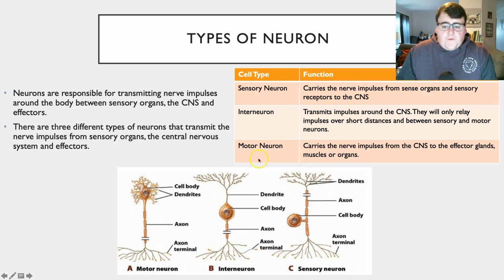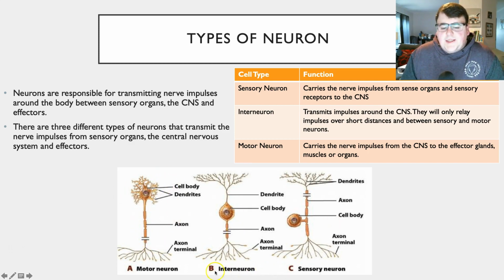The sensory neuron's whole purpose is to carry nerve impulses from the sense organs and sensory receptors to the central nervous system. Our interneuron is going to transmit impulses around the central nervous system. It can only relay them over short distances, or between sensory and motor neurons when you're looking at a reflex arc. We'll talk about that afterwards. The motor neuron, lastly, carries your nerve impulse from the central nervous system to the effector glands, muscles, or organs. It is important that you can recognize these.